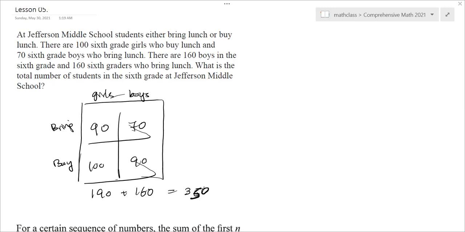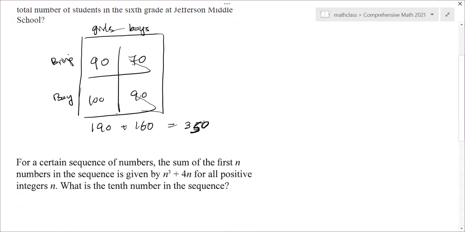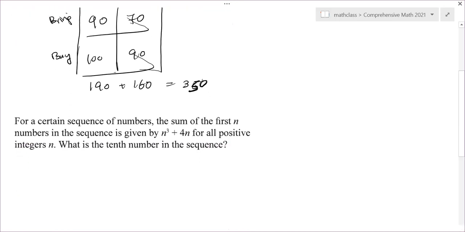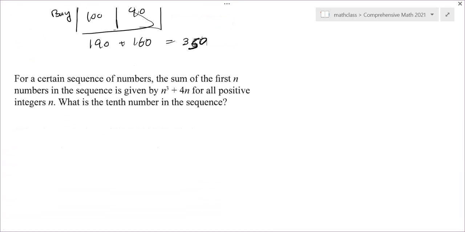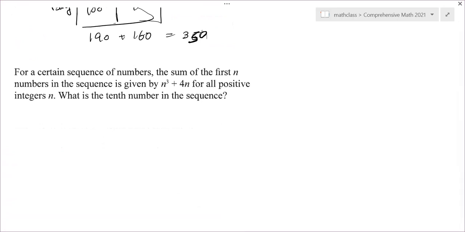All right, so now let's take a look at the next problem. For a certain sequence of numbers, the sum of the first n numbers in the sequence is given by the formula. You want to find out what is the tenth number in the sequence, or in general, what is the nth number in the sequence. Here we call it a partial sum. We have a sequence.